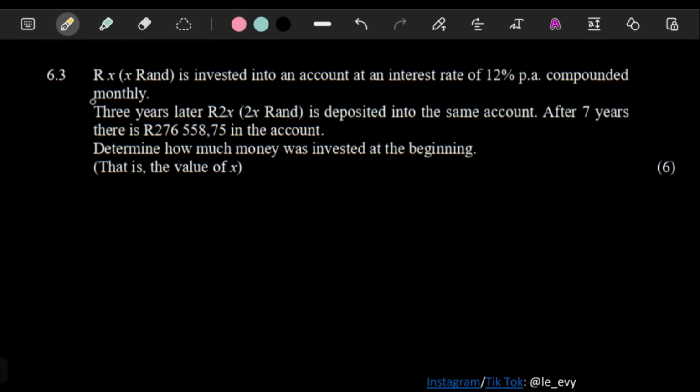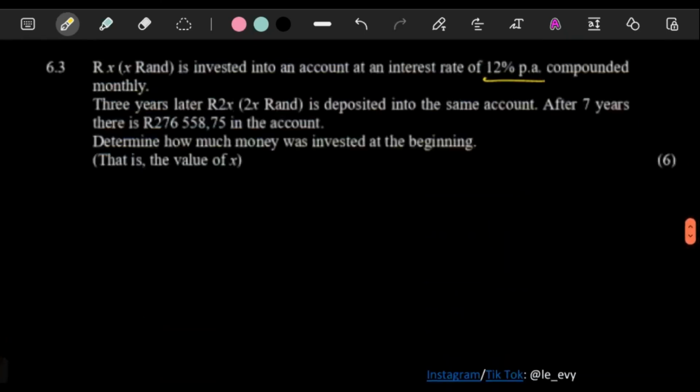But it says X rands is invested into an account, right? At an interest rate of 12% per annum compounded monthly. Then it says 3 years later, 2 times that amount is deposited into the same account. And then it says, after 7 years, there is 276,558.75 in the account. Determine how much money was invested in the beginning. That is the value of X. So we just need to solve for X for 6 marks.